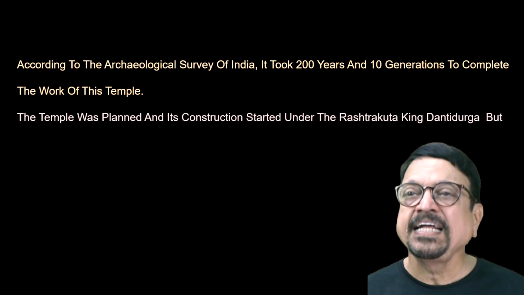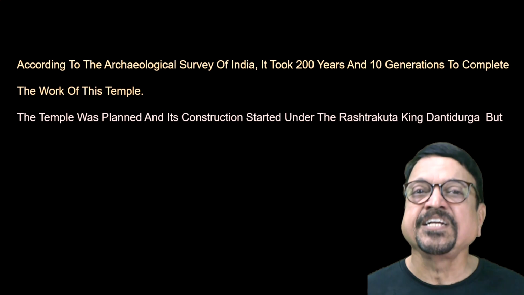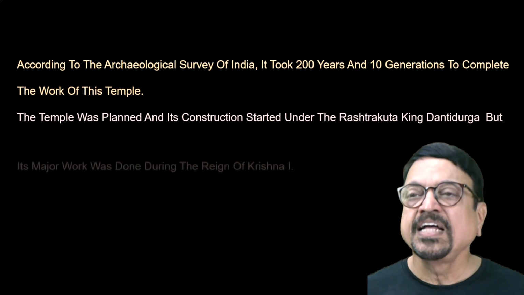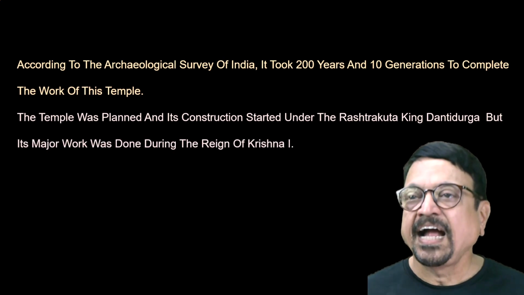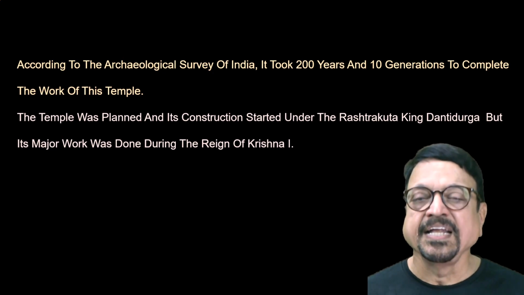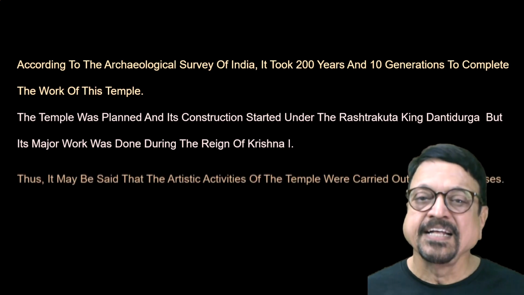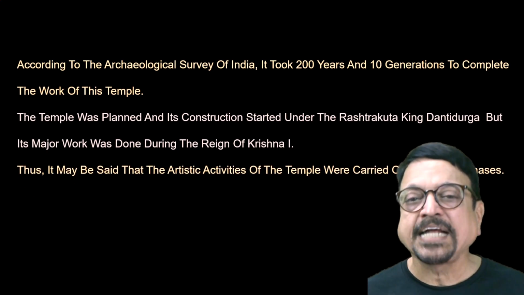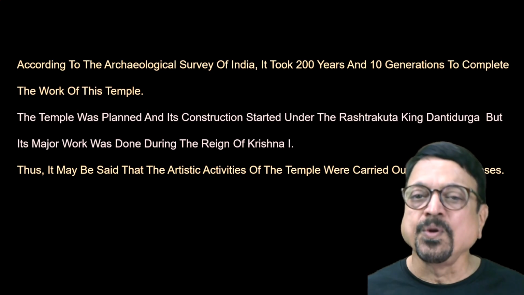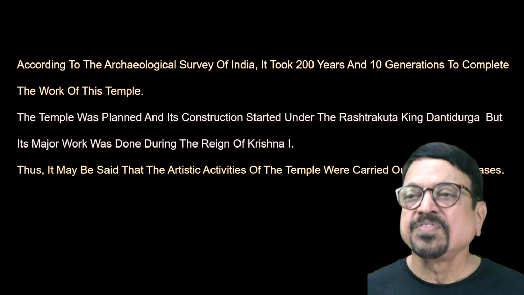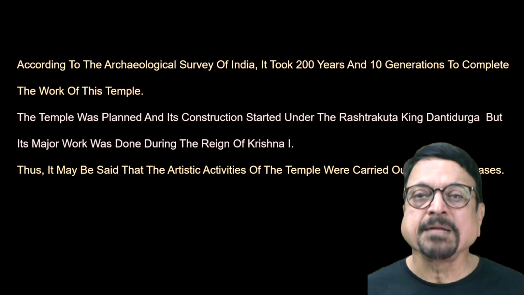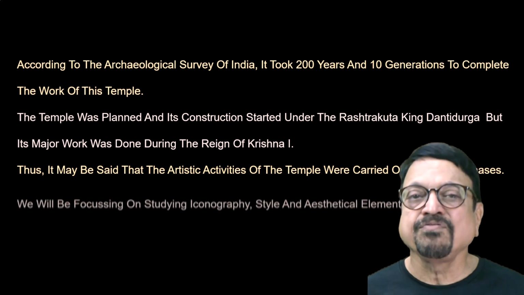Now the temple was planned and construction started under the Rashtrakuta king Dantidurga. Dantidurga was a Rashtrakuta king who started the construction, and the work was continued by his successor, Krishna I. So Krishna I almost completed it. There was a gap in between, but it was patched so nicely by the workers and engineers, and the thought flow is so beautiful that you just cannot see the patches. Thus, it may be said that the artistic activities of the temple were carried out in several phases.